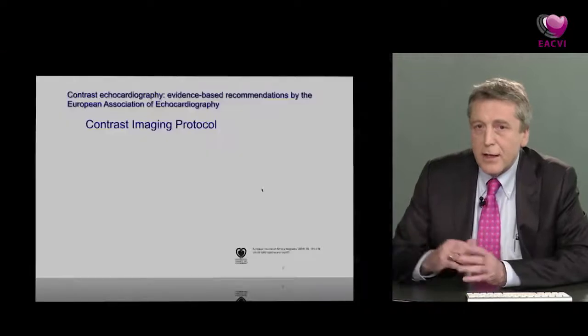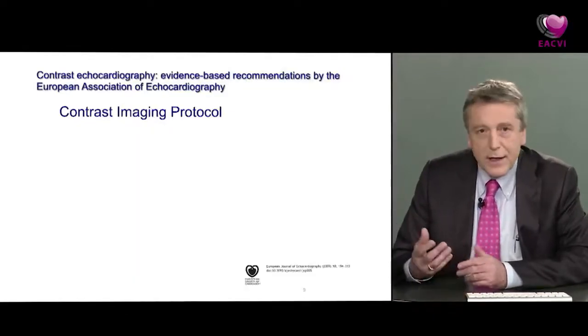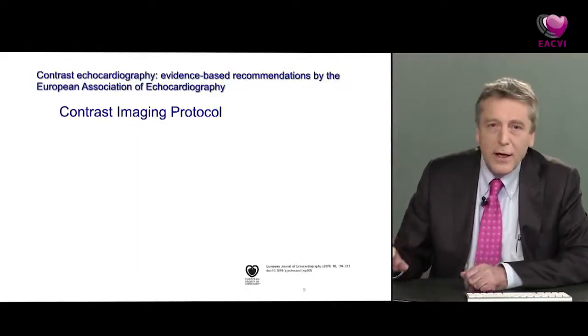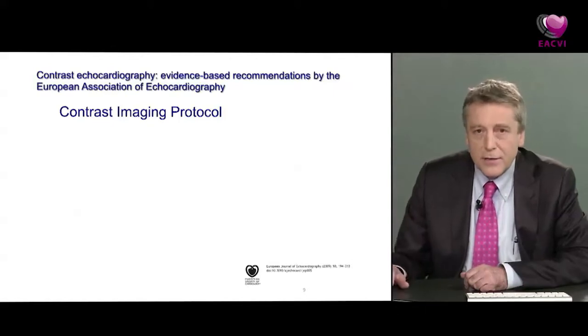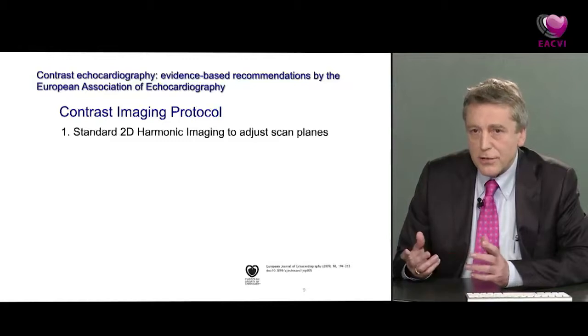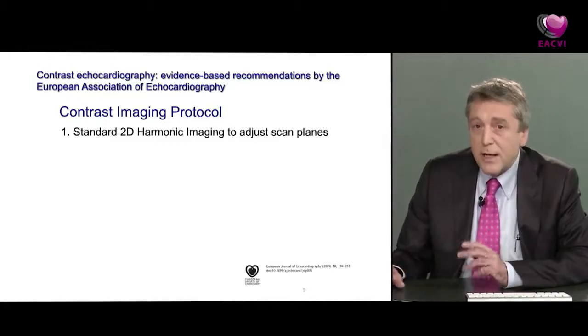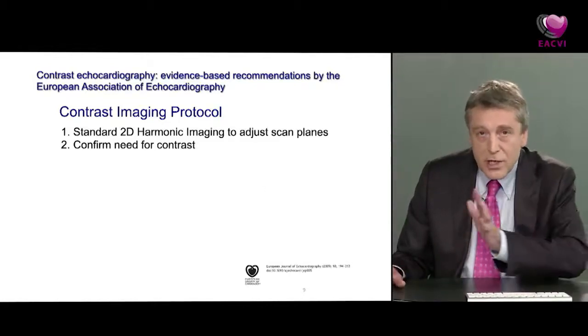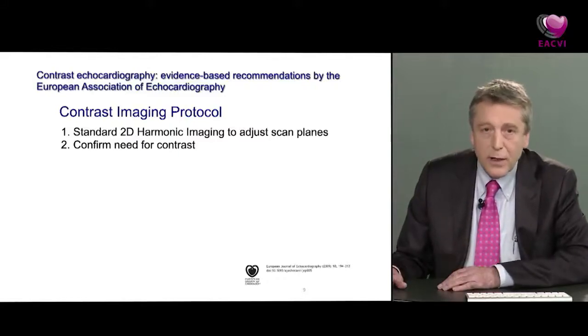So let's look at the contrast imaging protocol we use at King's, and I suspect that this is fairly common, and it certainly was in our recommendations. So you should start off using standard 2D harmonic imaging to adjust your scan planes and to actually make sure you need to use contrast. So we need to check how many segments we can see and how many we can't see.